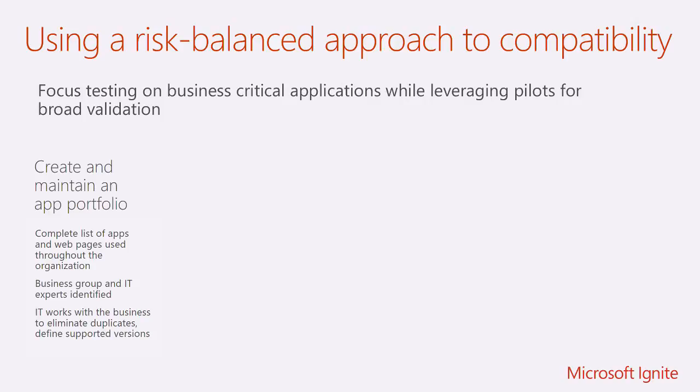You'll start by creating and then maintaining a portfolio of all the apps within your ecosystem. You'll see that you need a complete list of apps, but not only the desktop apps. You'll also need to focus on the web applications, because there's a chance that those might have a different performance on one operating system to the next as well. You'll also want to identify business group and IT experts who are going to own and maintain certain applications. So for instance, if there's an app that's used heavily by the finance department, you'll need an app owner who can sign off and say, yes, this app performs as I need it to perform on the new build.